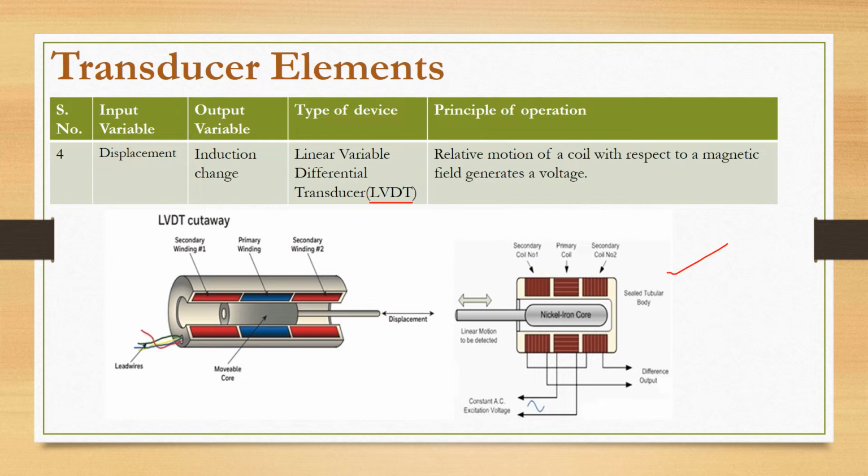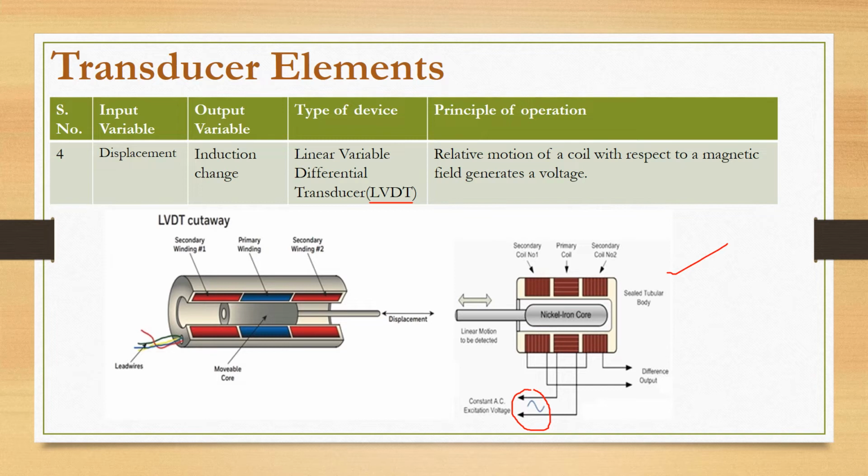So when this is at the center, then there is no voltage, that is, the voltage generated is zero. But when this core is moved, the linking of the flux in the primary and secondary winding is different, which results in some voltage, which you can see here. So now this displacement can be converted into the voltage.